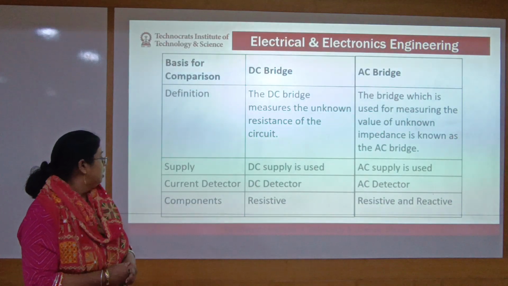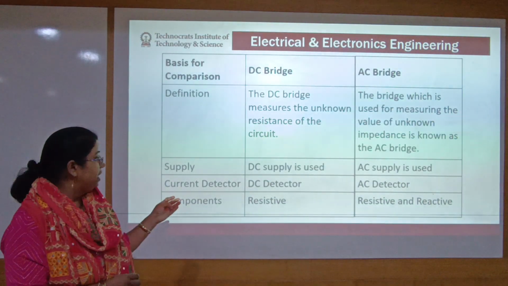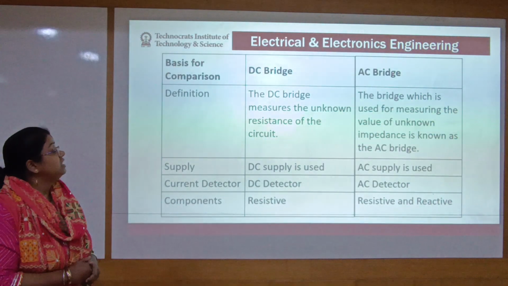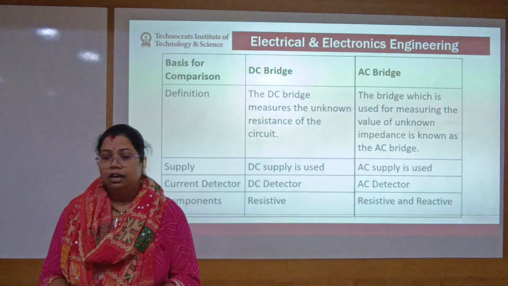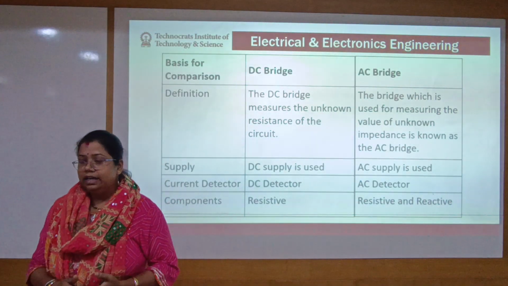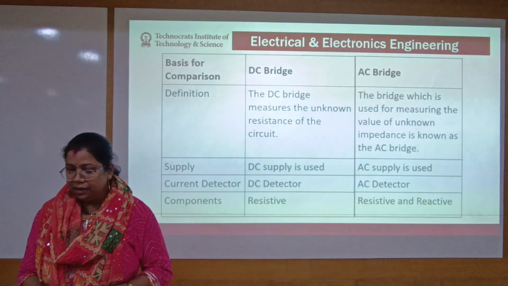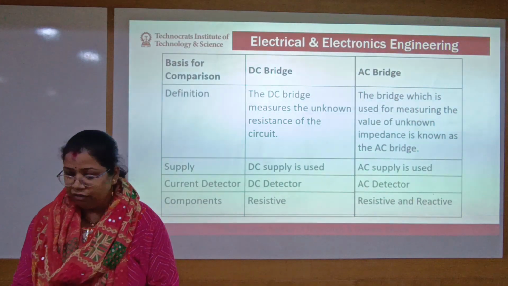Regarding components, in a DC bridge we use only resistances, and in an AC bridge we use impedances, which may be inductance, capacitance or a combination of both.